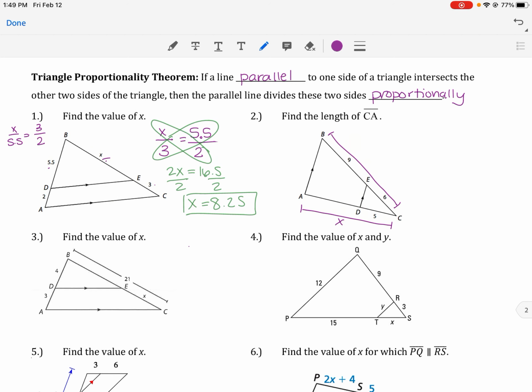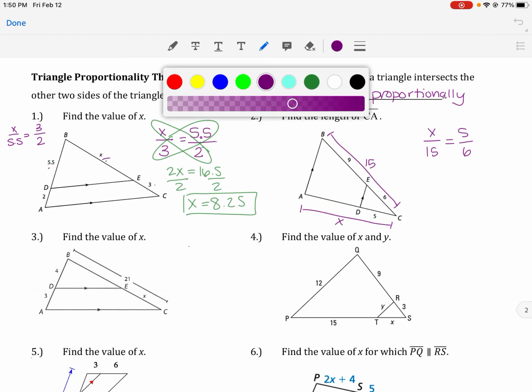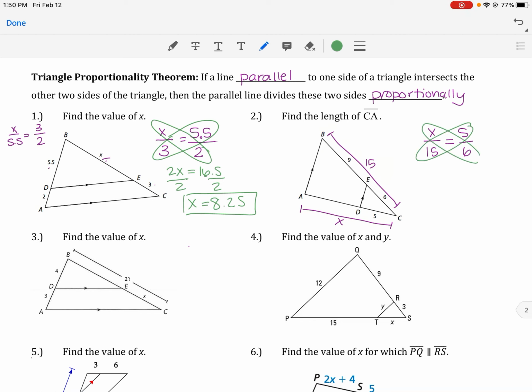So this side, when you add 9 plus 16, we get this side length is 15. So our long side, which is a total of x, over the other long side, which is 15, equals, I also have this 5 that corresponds with the 6 on the other side. So now, once again, you just cross multiply. 5 times 15 is 75 equals 6x. Divide both sides by 6. X equals 12.5, and that's the length of CA.